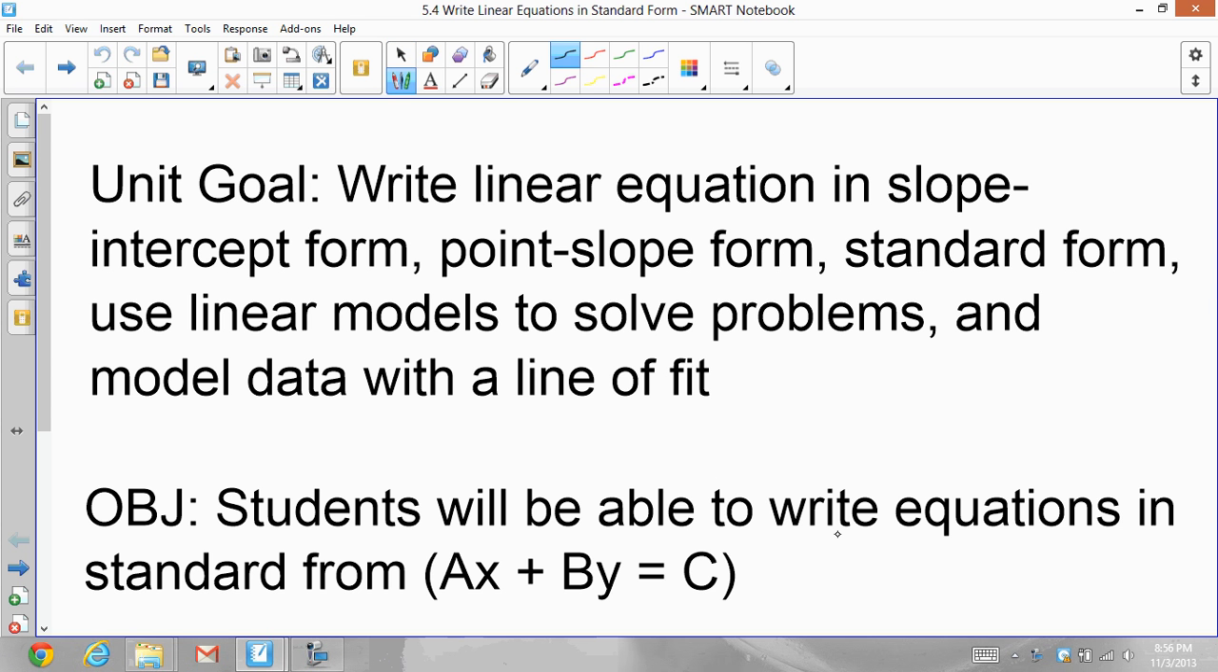The objective for today is for you guys to write the equation in standard form, and make sure that you are writing the standard form as ax plus by equals c. Copy this down. This is chapter 5, lesson 4, write linear equations in standard form. Make sure that you are writing the lesson number and the title, and copy this down.